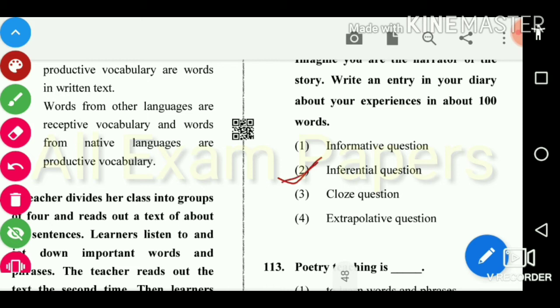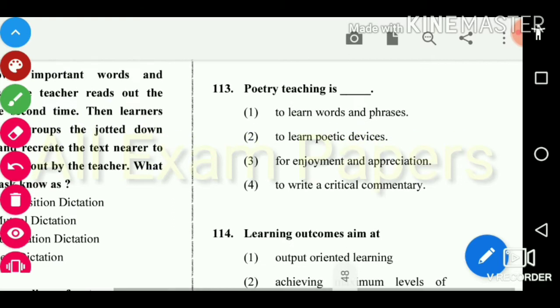Next question is poetry teaching is dash. Option number 1, to learn words and phrases. Second is to learn poetic devices. Third one, for enjoyment and appreciation. Fourth one is to write a critical commentary. And the correct answer is option number 3, for enjoyment and appreciation.